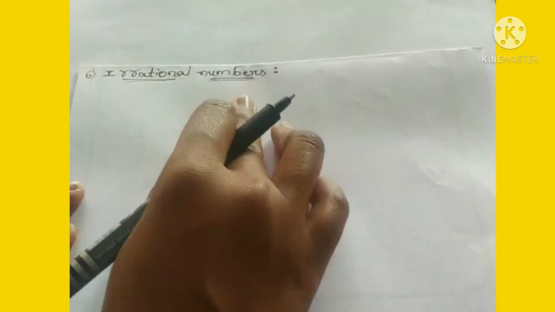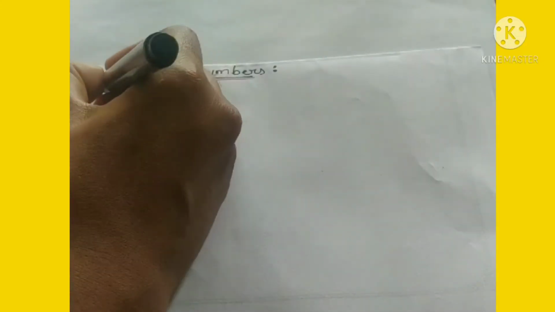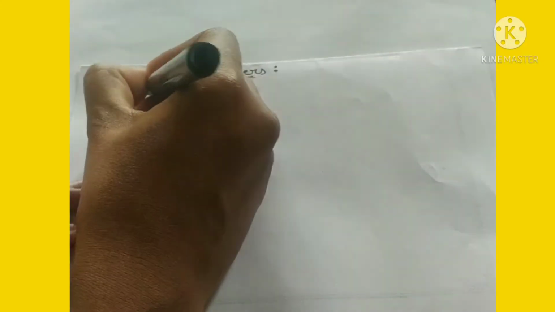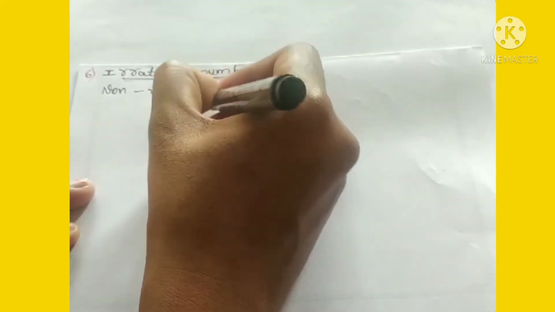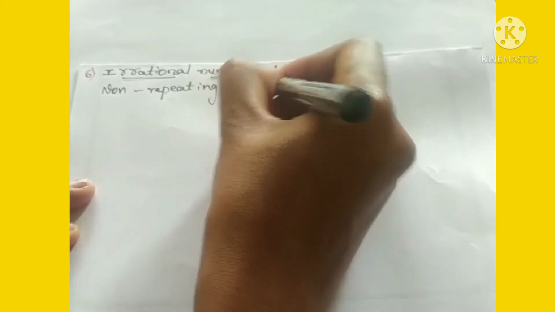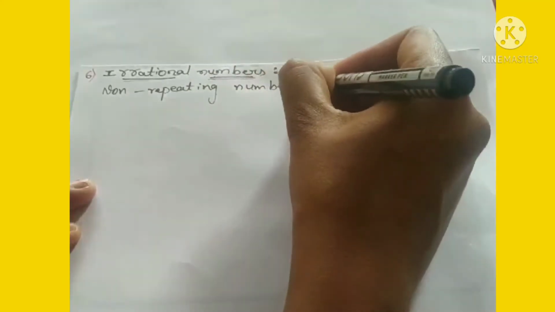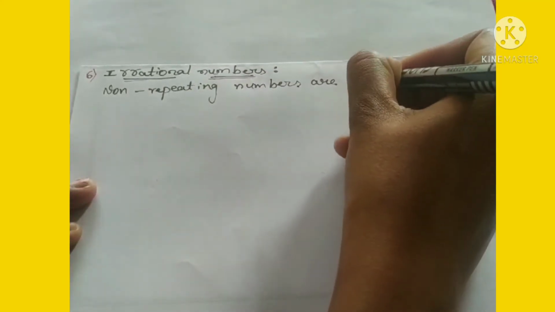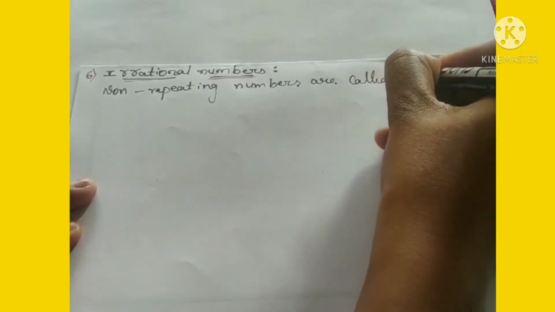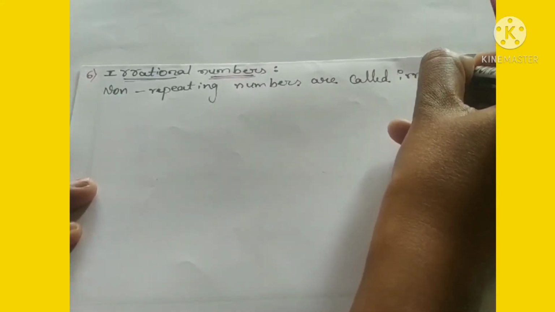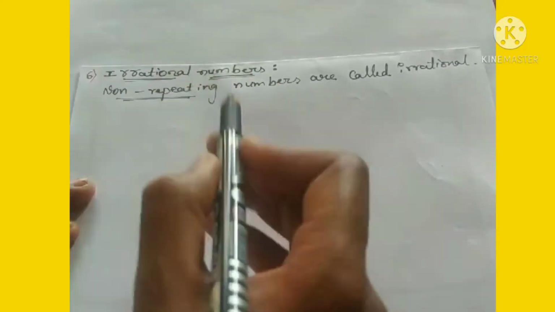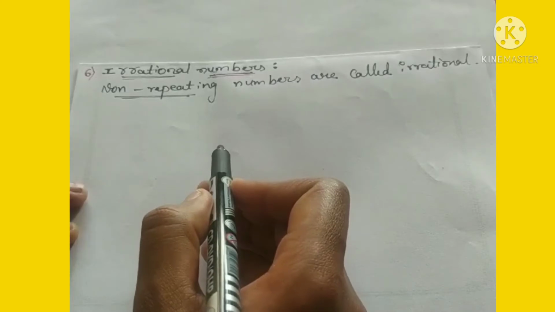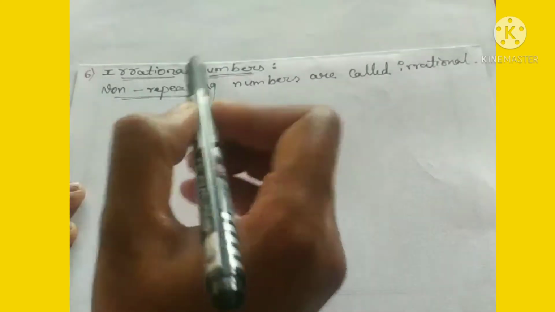Next is irrational numbers. Non-repeating numbers are called irrational numbers. Here, non-repeating numbers means after the decimal point the number would not be repeated. They are nothing but the non-repeating numbers.